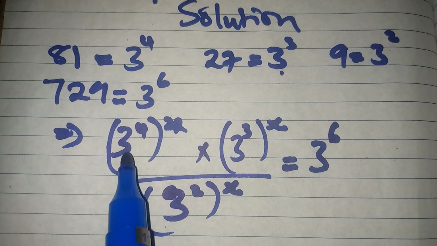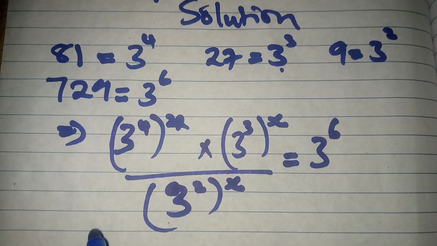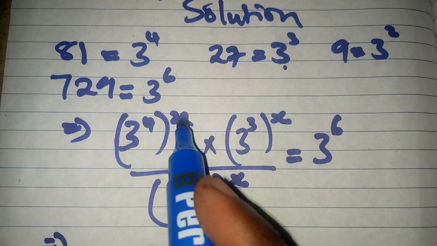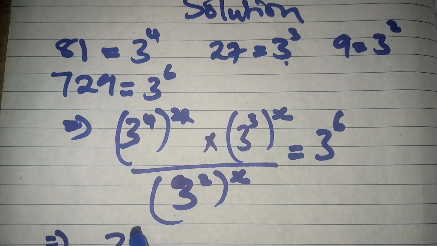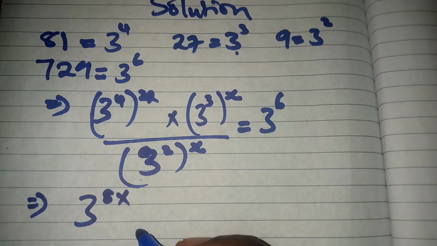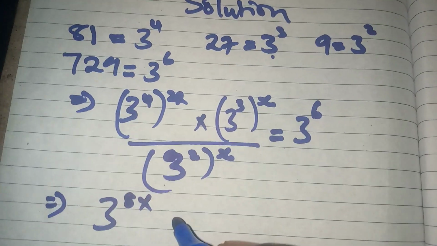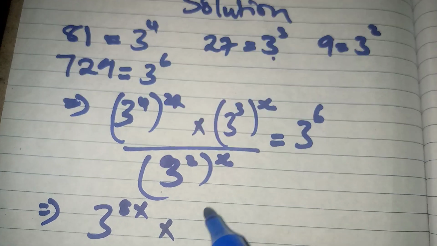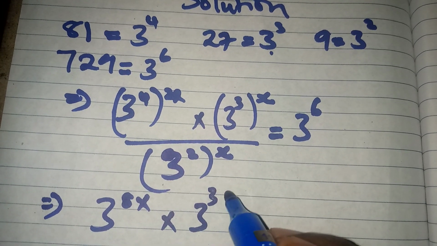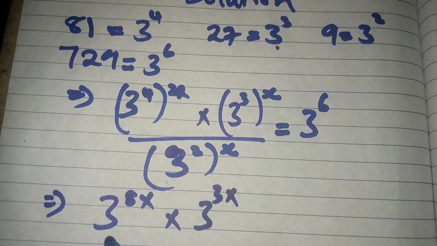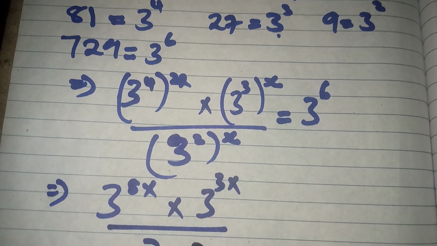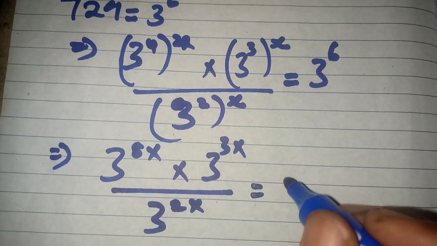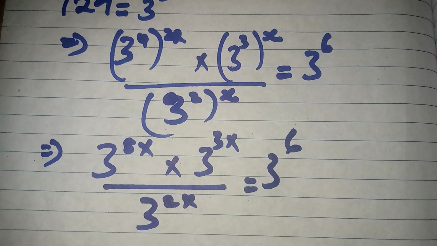Okay, using the laws of indices, I can open the bracket here, and 3 raised to power 4 times 2x is 3 raised to power 8x times 3 raised to power 3 times x, it is 3 raised to power 3x all over 3 raised to power 2x is equal to 3 raised to power 6.